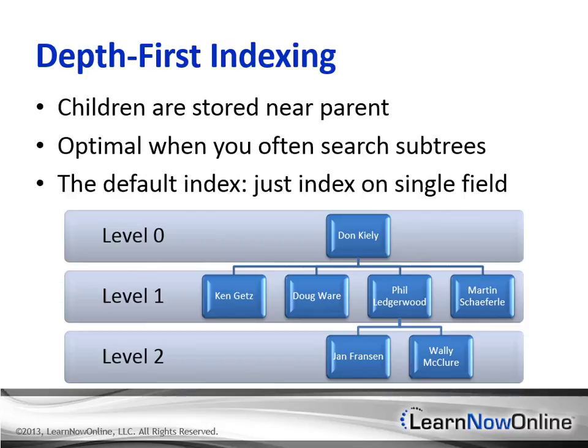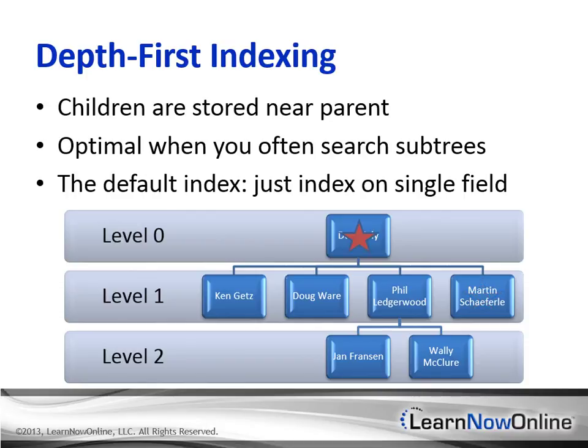If you were to implement this hierarchy using the hierarchy ID data type and index it depth first, SQL Server would navigate the hierarchy as I show here. It would start at me, Don Kiley, and then proceed to Ken, and then over to Doug, over to Phil, and would go down the hierarchy to hit Jan and Wally before continuing with Martin.